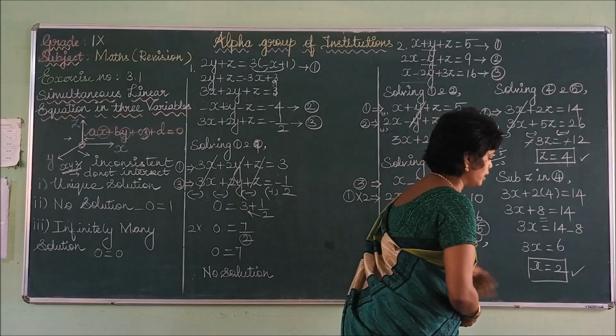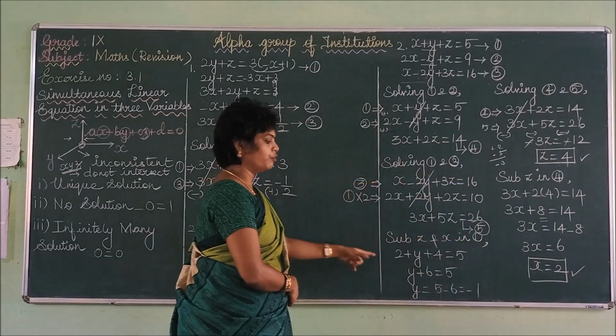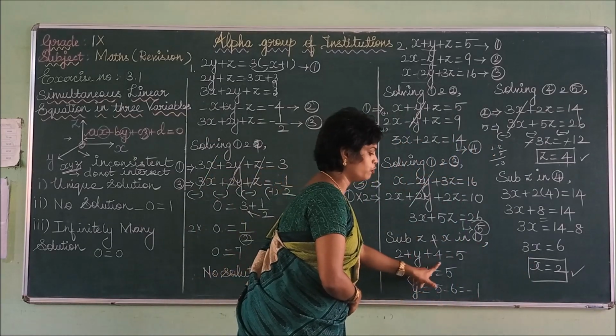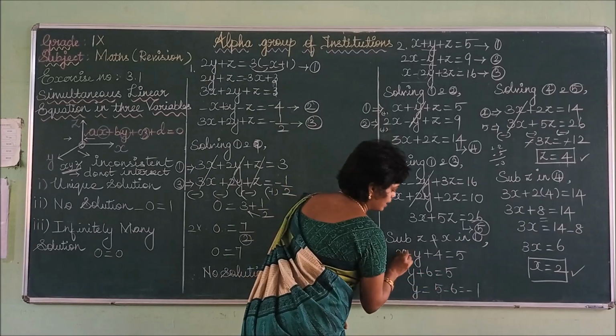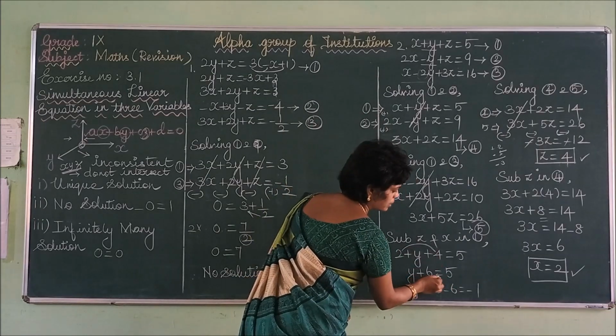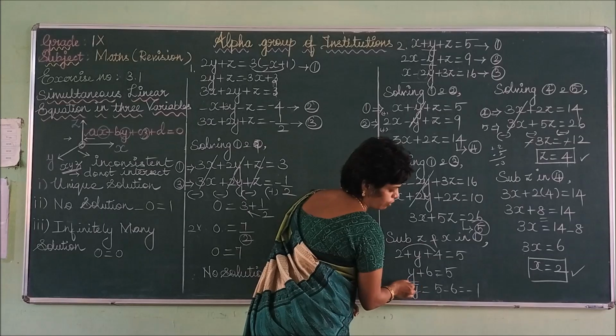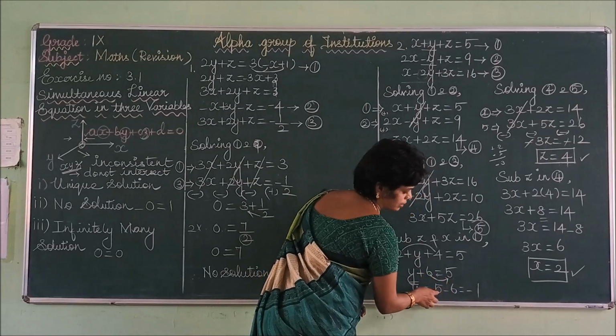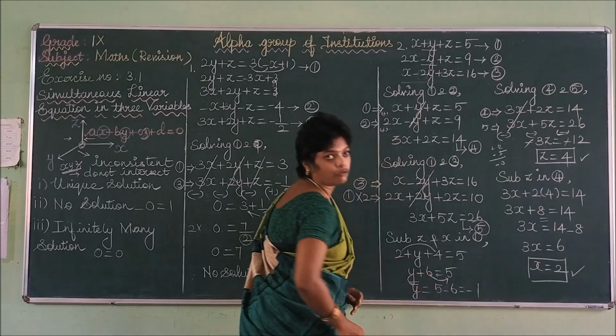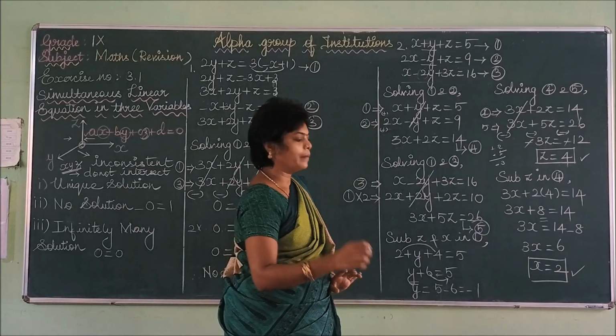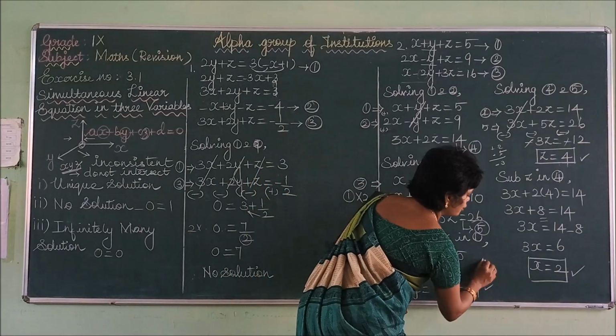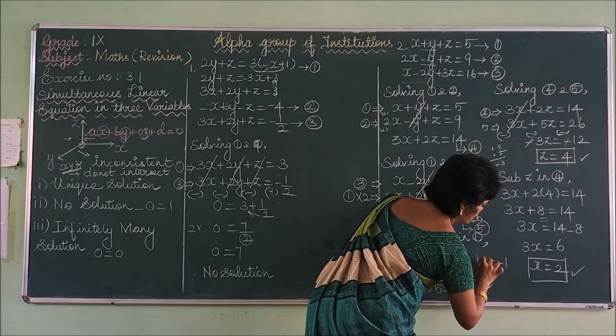What is the x value here? x value is 2, z value is 4. 2 plus y plus 4 is equal to 5. Now you can add the numerical terms. y plus 6 equal to 5. You need only the value of y. So you can change the 6 to the other side. Positive will be changed as negative. 5 minus 6 is equal to minus 1. Now you got another value, that is y equal to minus 1.